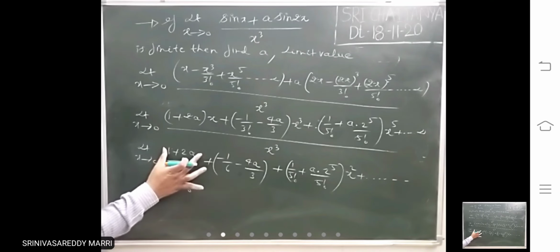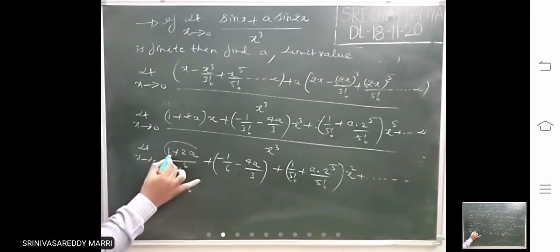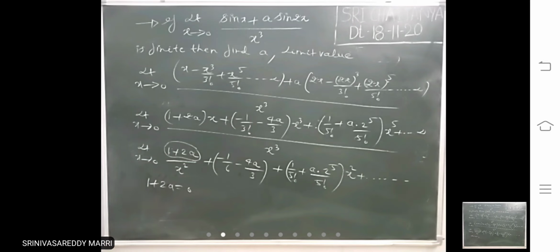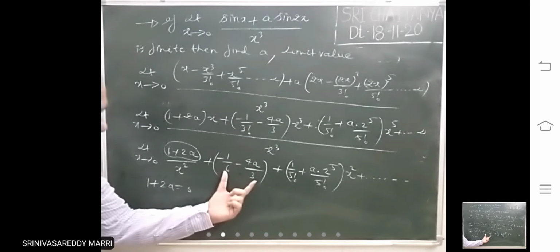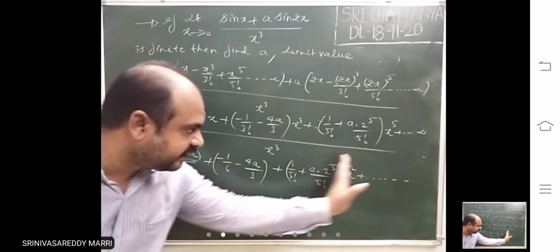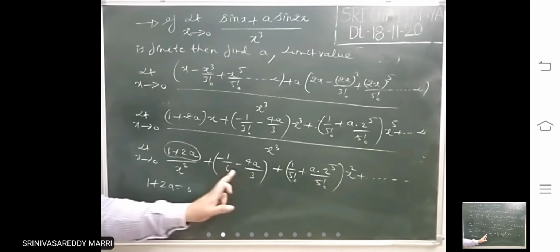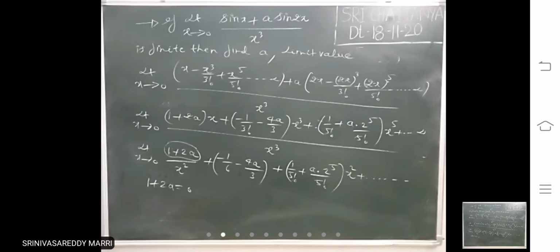If this is not 0, let us say this value is 5. What happens? This is 5 by x square. This will become infinity. And this value is there, which will become 0. That means infinity plus this value will become infinity, the limit. So whatever term has x in the denominator, equate that to 0.